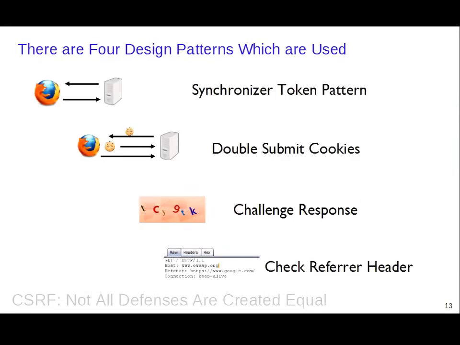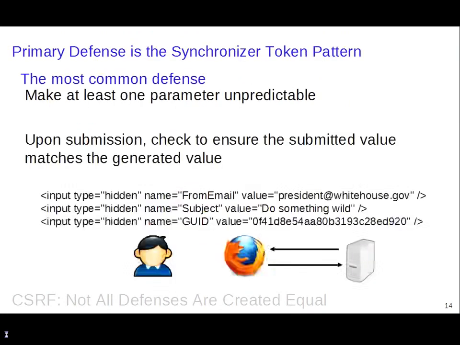So anyway, there are 4 basic patterns that people use to defend against CSRF attacks. One is called the synchronizer token pattern. Another is called double submit cookies. Another is a challenge response system. And the 4th one is to check the referrer header. We're going to talk about each of these briefly and then see some implementations of all of them. The synchronizer token pattern is the most common defense.